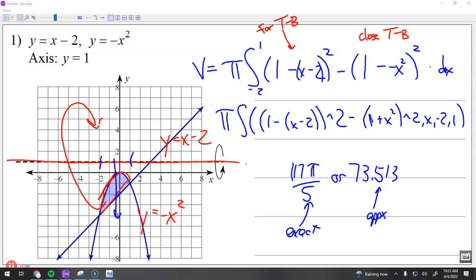Zeller just said, well, how do you know which one's on top? Because if I go over here, the x minus 2 is on top. Yeah, the x minus 2 is on top. If I go here, x minus 2 is on the bottom. The answer is we only care about the shaded part. So don't worry about top and bottom outside of the shaded part. You guys are getting 36.